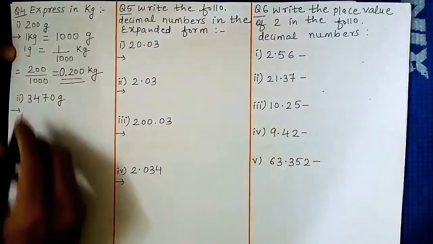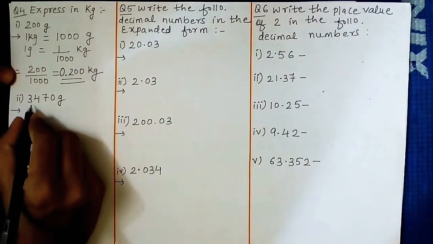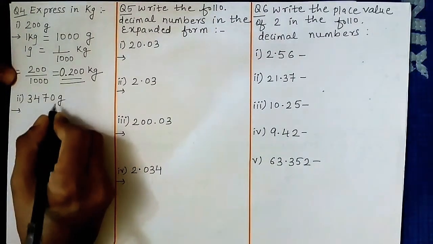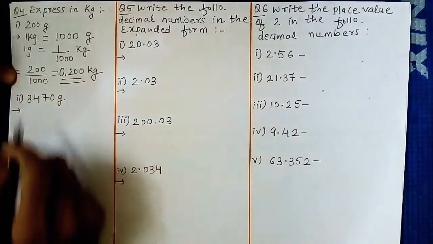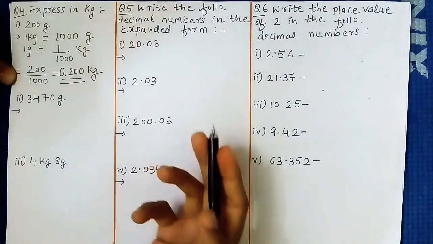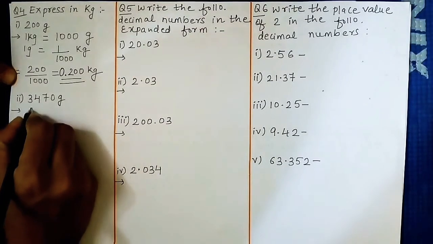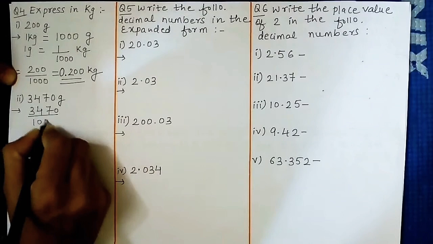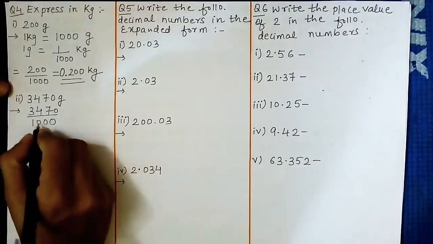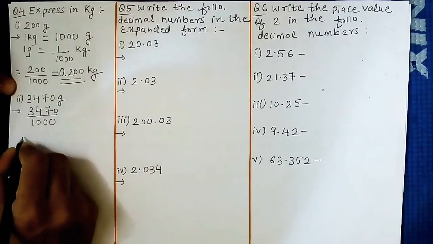Now same way second one, it is 3470 gram. So again it is in gram and we want the answer in kilogram. So 1 gram is equal to 1 upon 1000 kilogram. So we will divide. So again 3470 we will divide by 1000. So after 3 digit we will put point.